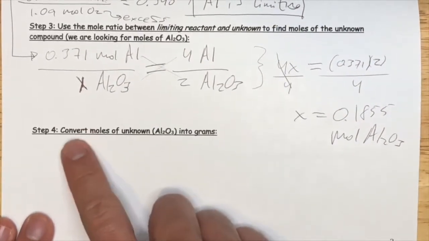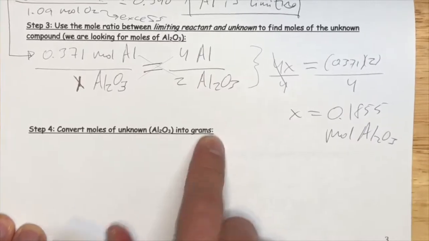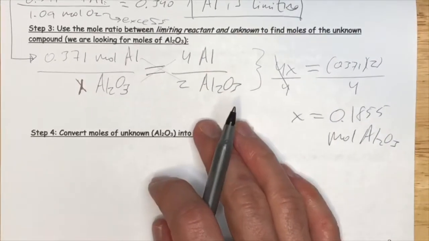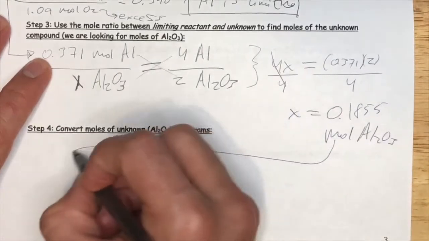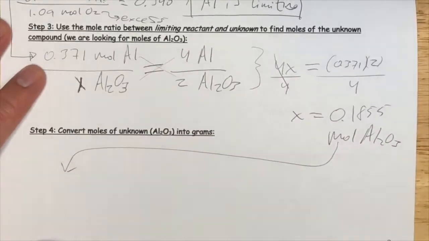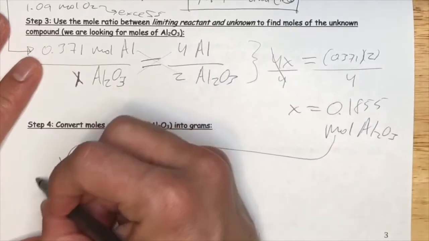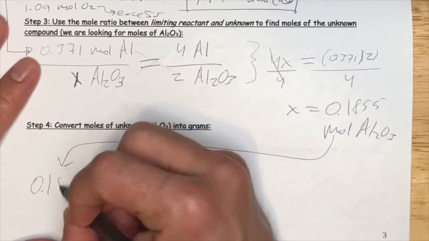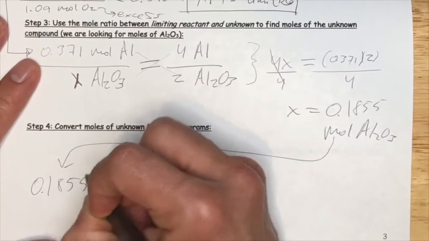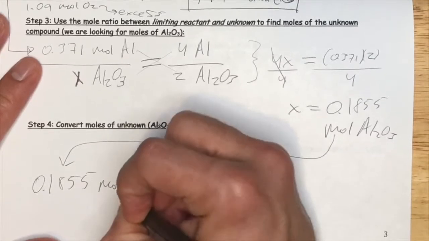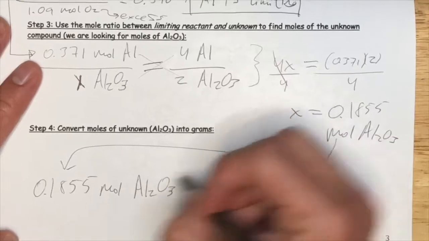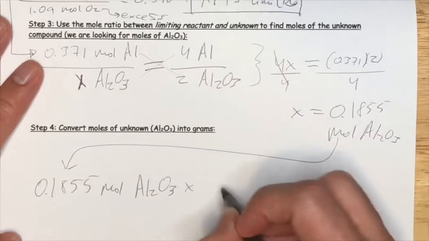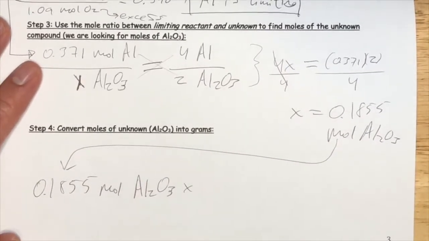Step 4, converting moles of our unknown to grams. So going back to our launch, we multiply our moles by the molar mass. Okay, 0.1855 moles of Al2O3 times the molar mass.